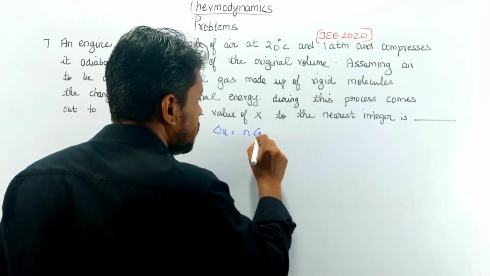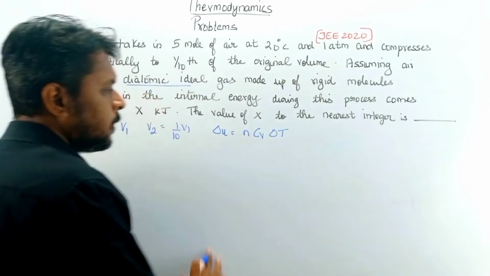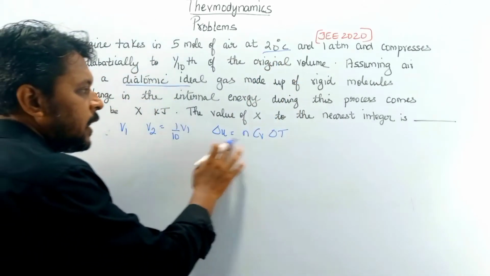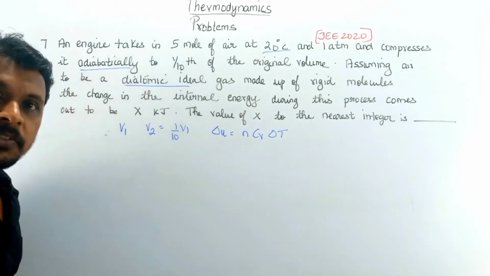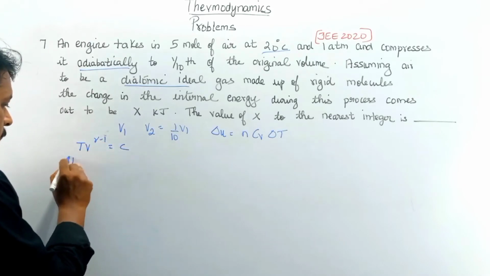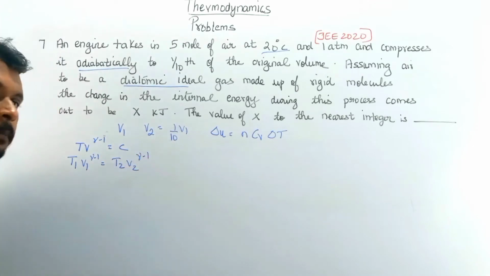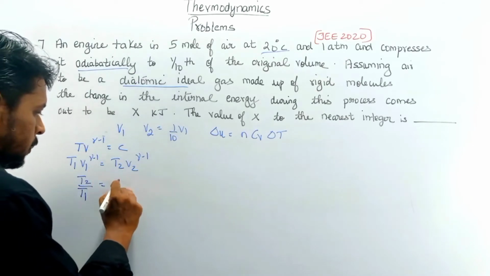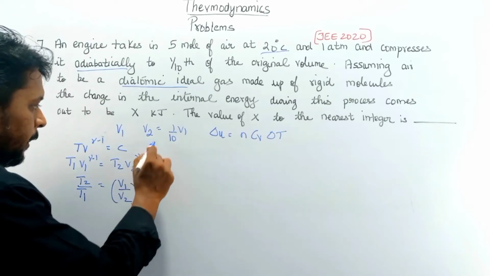The change in internal energy is given by nCv delta T. We know the initial temperature, and if the final temperature is found, we can easily find the change in internal energy. As it is an adiabatic process, what is the relationship between temperature and volume? We know that T V^(gamma-1) is equal to constant, so T1 V1^(gamma-1) is equal to T2 V2^(gamma-1). From this, T2 by T1 can be written as (V1 by V2) to the power gamma minus 1.